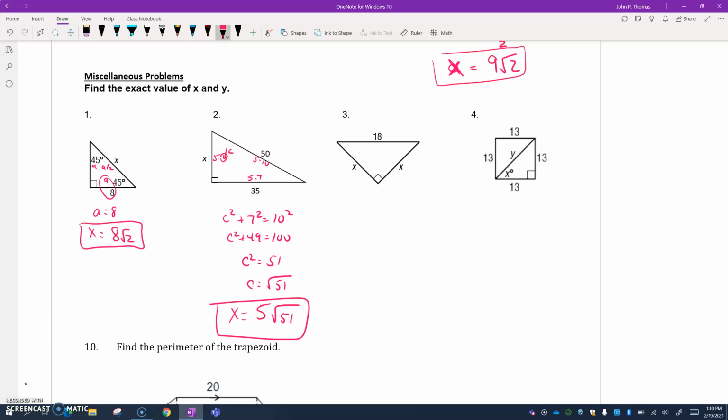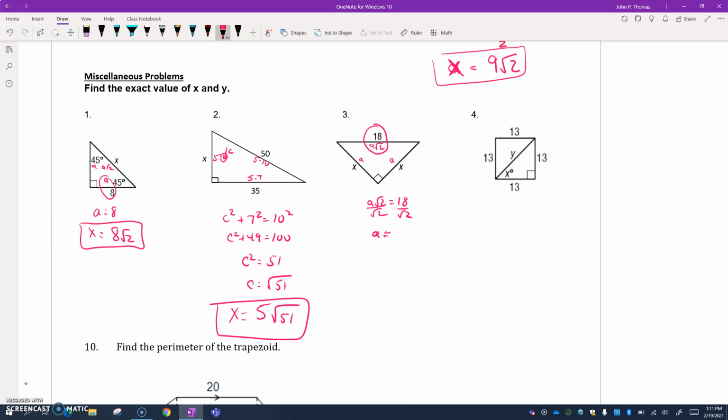All right, going to the next one, I've got x and x. So what I noticed right away, hopefully, is that this is a 45, 45, 90. So I know my relationship is a, a, and a root 2. So this is the side I know. So a root 2 equals 18. Divide both sides by root 2.